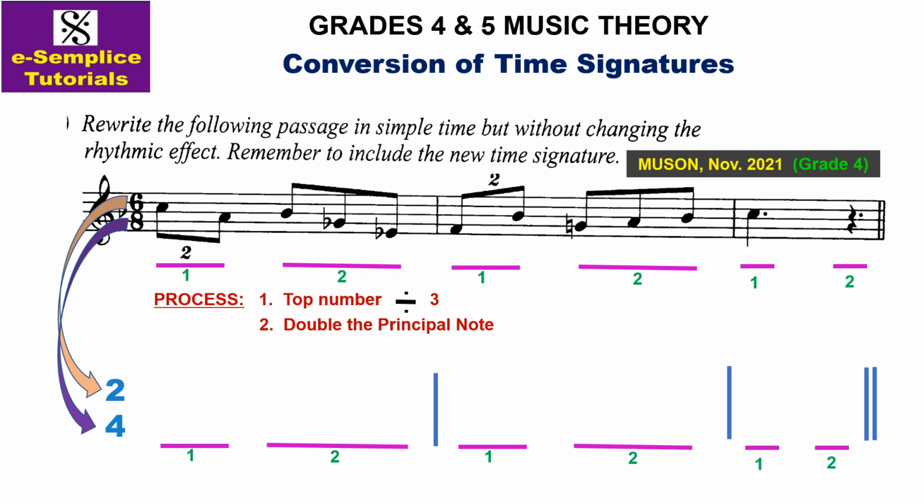Let's work on the notes. The first beat in 6/8 time, when converted to 2/4, can only be 2 quavers. All you do, knock off the duplet sign. Then the second beat has 3 quavers. You can't squeeze that into the second beat in 2/4 time.